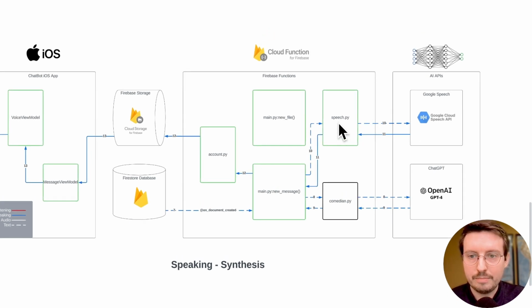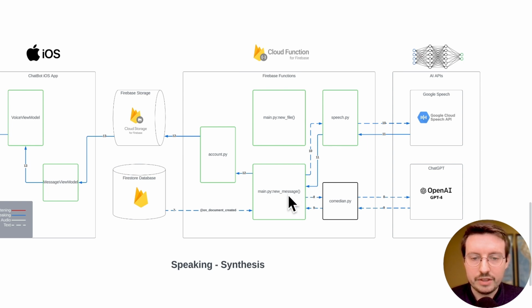Speech.py will pass it off to Google Speech, it will pass the text that we want to turn into audio to Google Speech, and then Google Speech will return an audio file of a robot pretty much speaking.